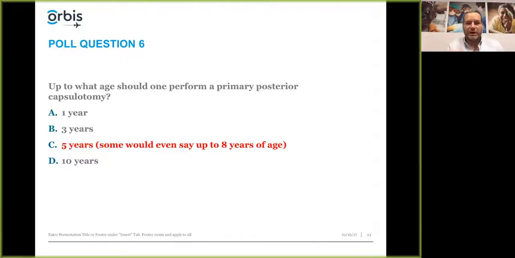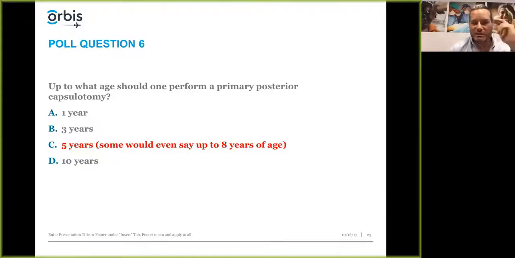Some recommend routinely doing primary posterior capsulotomies in everyone up to 8 years of age. And so I can see that. I think 3 would be on the light side because that capsule could be opaque within 1 year, and now you have a 4-year-old that you either have to take back to surgery and do a vitrector capsulotomy, but there aren't many 4-year-olds that can sit at a YAG laser. 10 years, certainly most 8, 9, 10-year-olds can sit at a YAG laser.